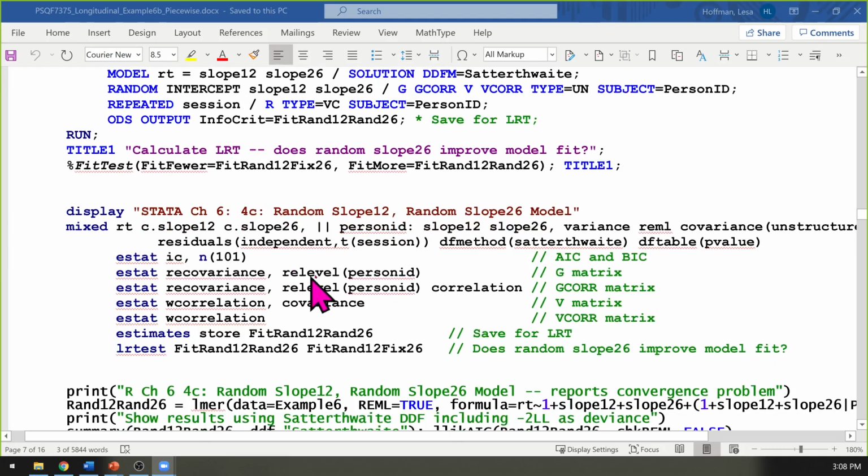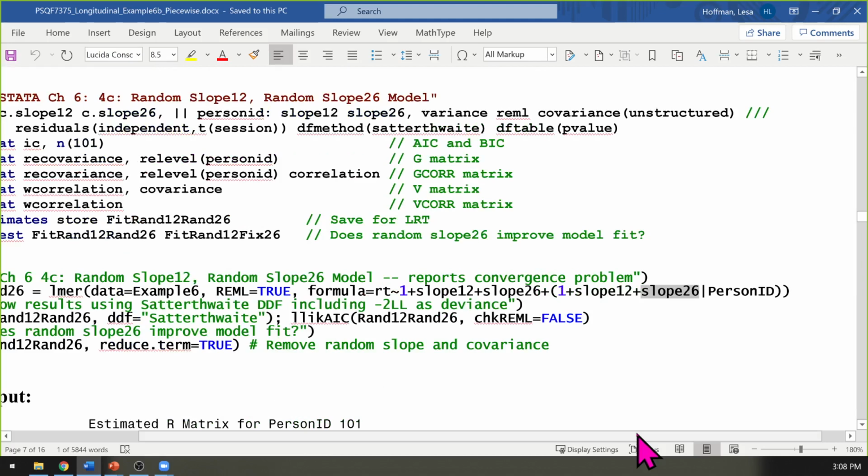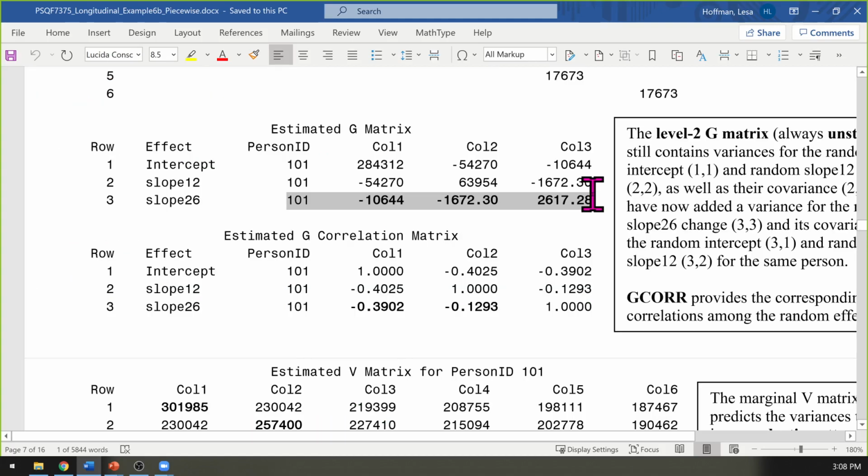So we add slope 2,6 here in the Stata code. It's on the end of the line here in the R code as well. So same idea as usual, adding random effects. Here are the 3 new parameters that we added. The variance from 2 to 6, and its covariance with the slope that was already there and the random intercept that was already there.